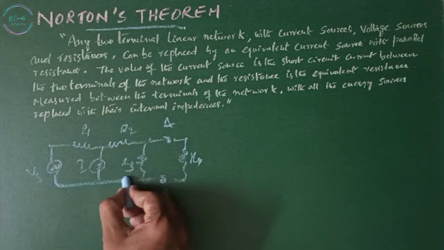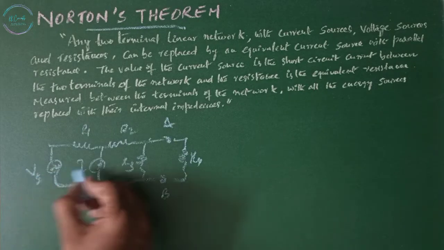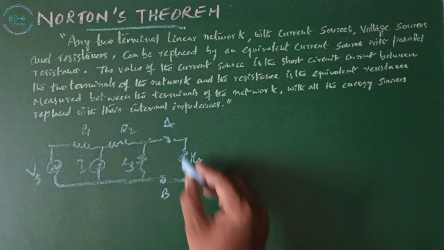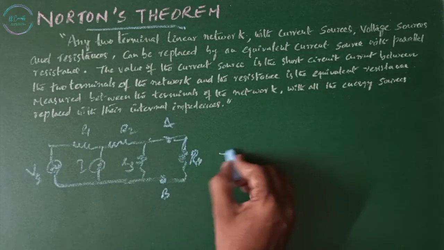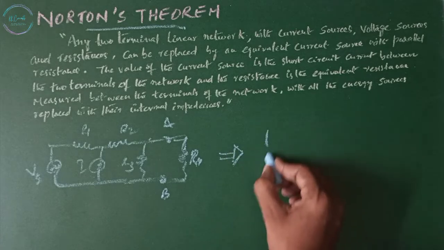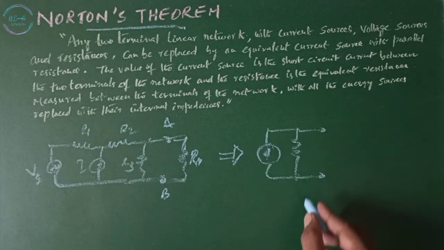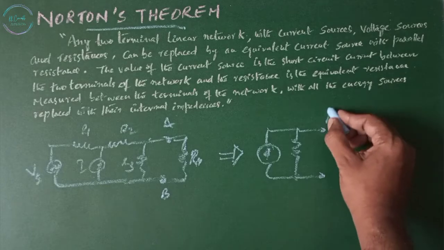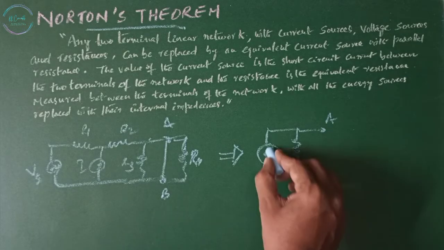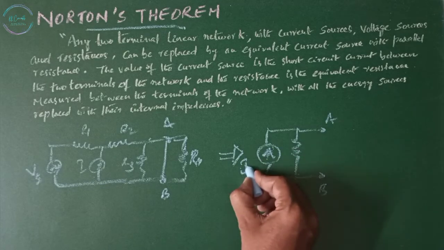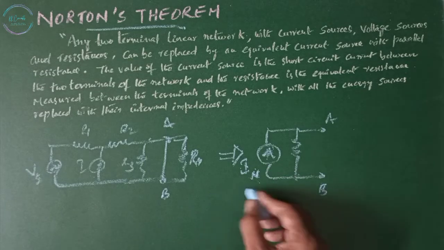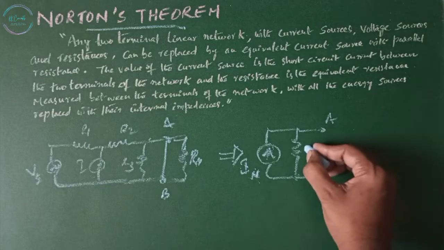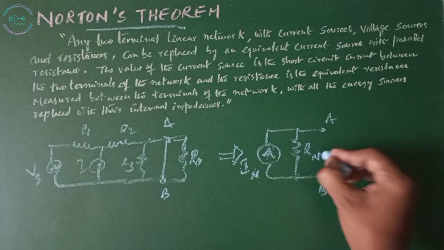This is our network having a voltage source and a current source and the resistances with a load R4. Now this can be replaced with a current source and a resistance in parallel between the terminals A and B. This is the current IN. Short circuit current is also known as Norton's current, and this is the resistance known as Norton's resistance.